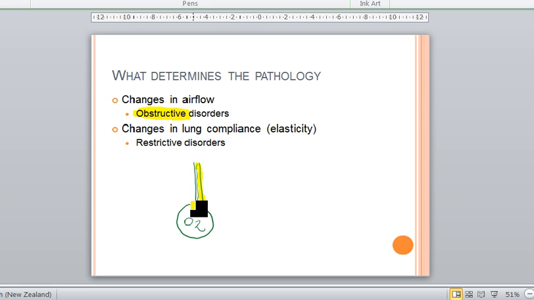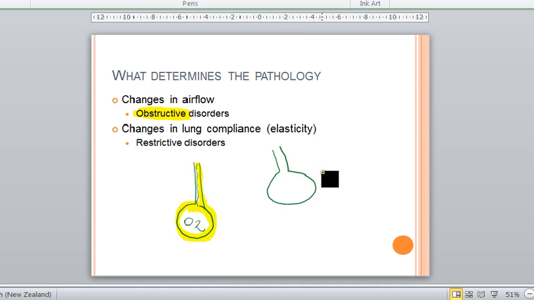The alveolus is alright, or can be accumulating mucus as well, but the fact that there's a reduction in the airway and the passage of air categorizes an obstructive disorder.